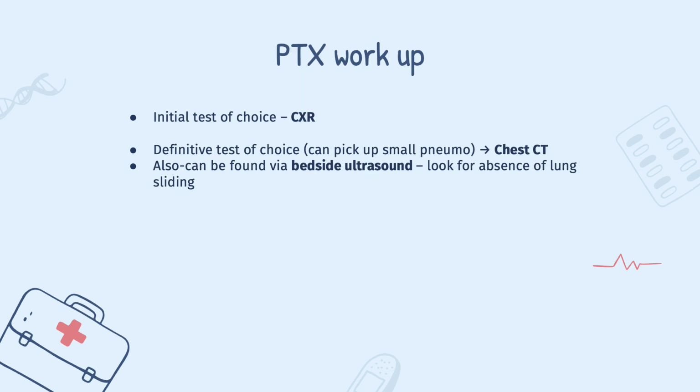Our pneumo workup. So the initial test of choice is going to be our chest x-ray. The definitive test of choice that can pick up even really small pneumos is a chest CT. Do you need to do that? No. But if you're doing a chest CT for another reason, sometimes you can pick up those small pneumos that you can't necessarily see on chest x-rays, because some pneumos are a little sneaky and like to hide under ribs, making identification a little difficult. But you can also use your bedside ultrasound and look for that lung sliding.